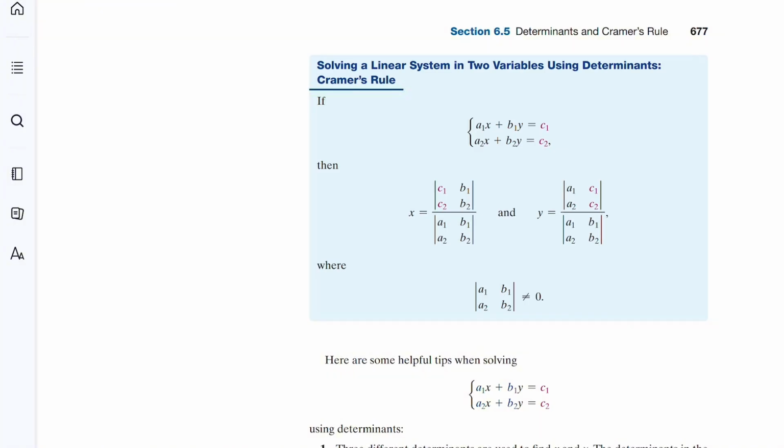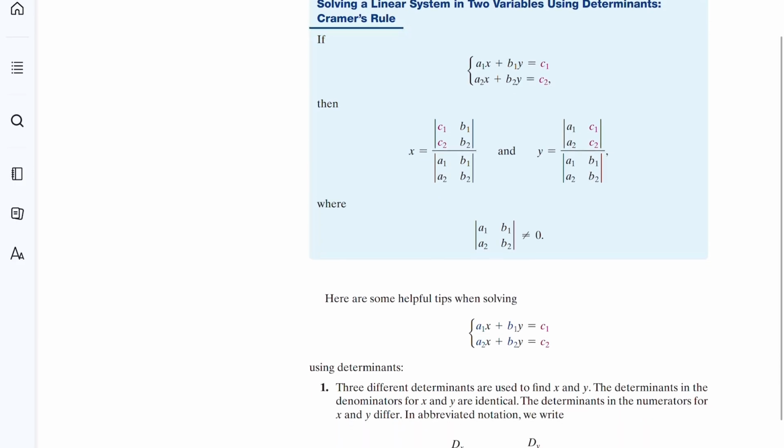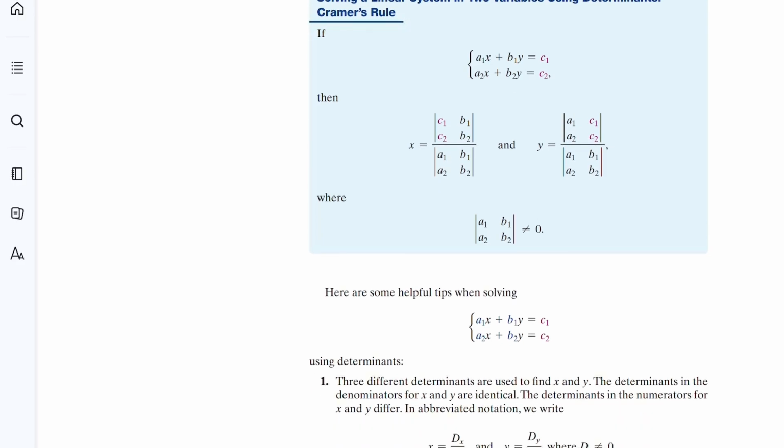You can see there it's a little cut off, but if I'm solving for X, I'm going to use C and B, and then I'm going to divide it by the determinant. This is a little bit of a clearer picture. For X, I have the C1 and C2, and then I have the column for the Y. That's the way I think about it. And then I divide it by the determinant.